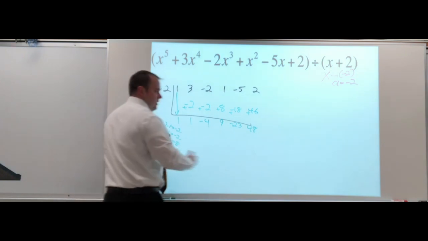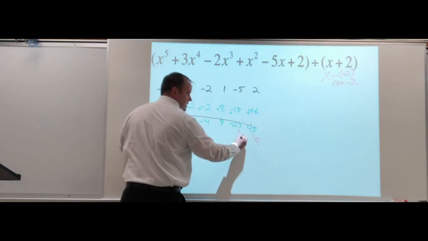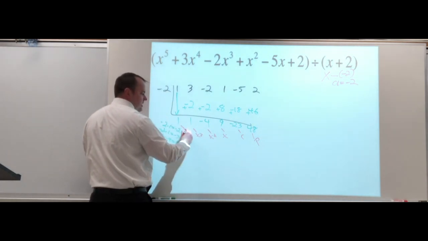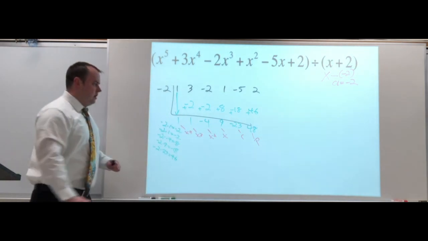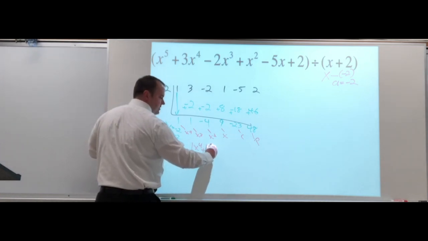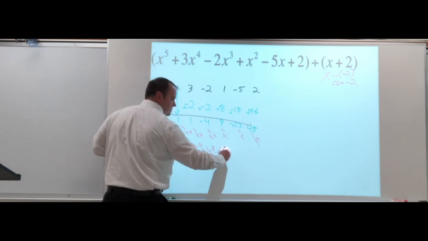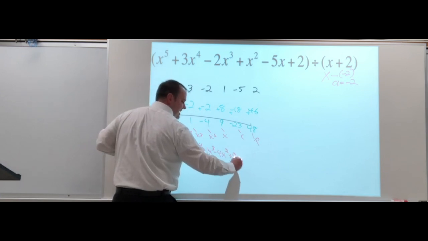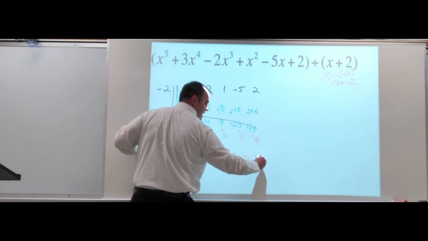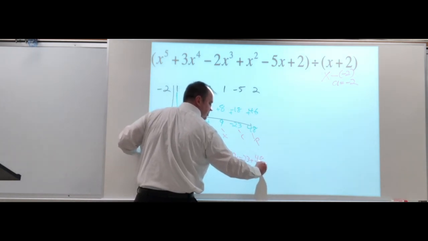We have remainder, constant, x, x squared, x cubed, x to the 4th. 1x to the 4th plus 1x cubed minus 4x squared plus 9x minus 23 plus 48 divided by x plus 2.